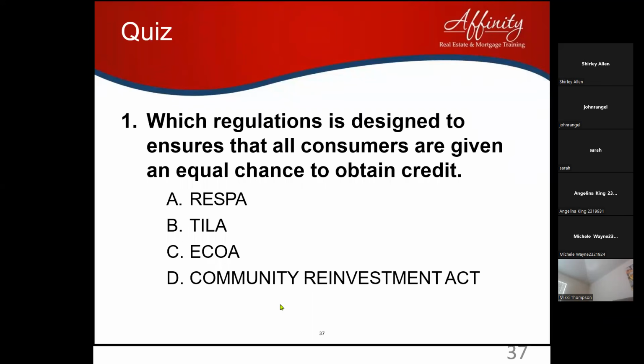Somebody said it's B, but it's not B. Somebody says it's C. The law to give a chance to credit has the word credit actually in it. Hint, hint. Equal Credit Opportunity Act, ECOA.